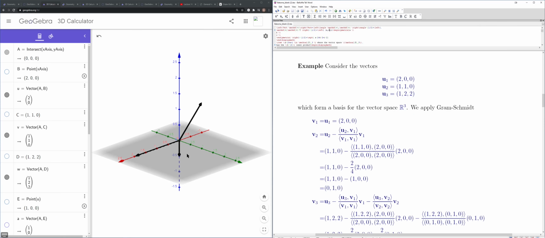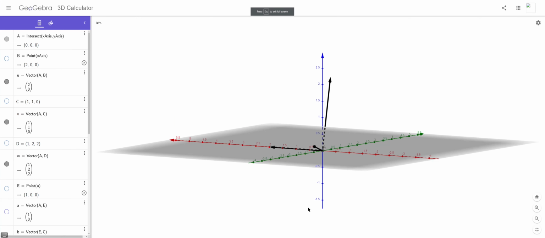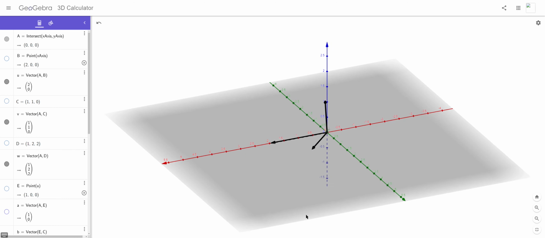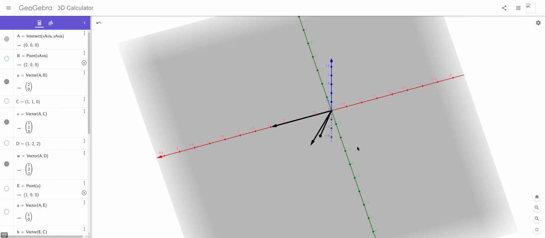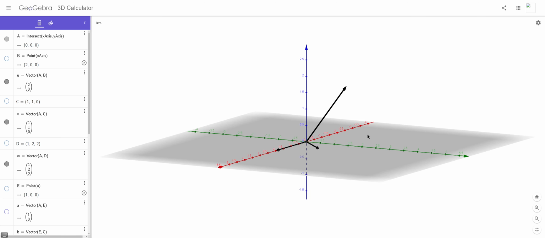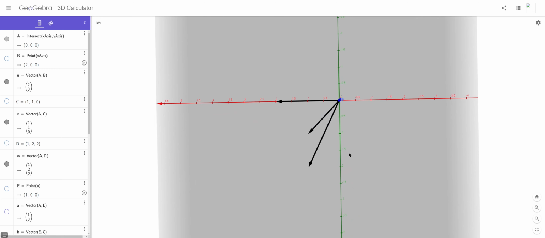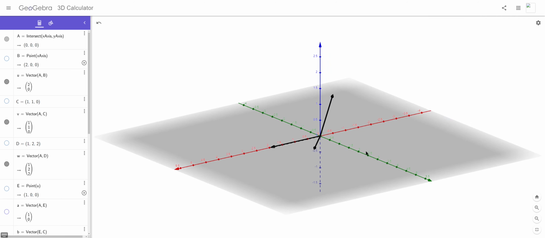If you want to take a look at what the vectors look like, this is what they would look like here. These black vectors are u1, u2, and u3. Notice that these are not at 90 degrees to each other. The easiest ones to see are these two down here, which would be u1 and u2. Those are in the xy plane, and if you project down onto the xy plane, you see that they're not at 90 degrees to each other. So your vectors u1 and u2 are not orthogonal.